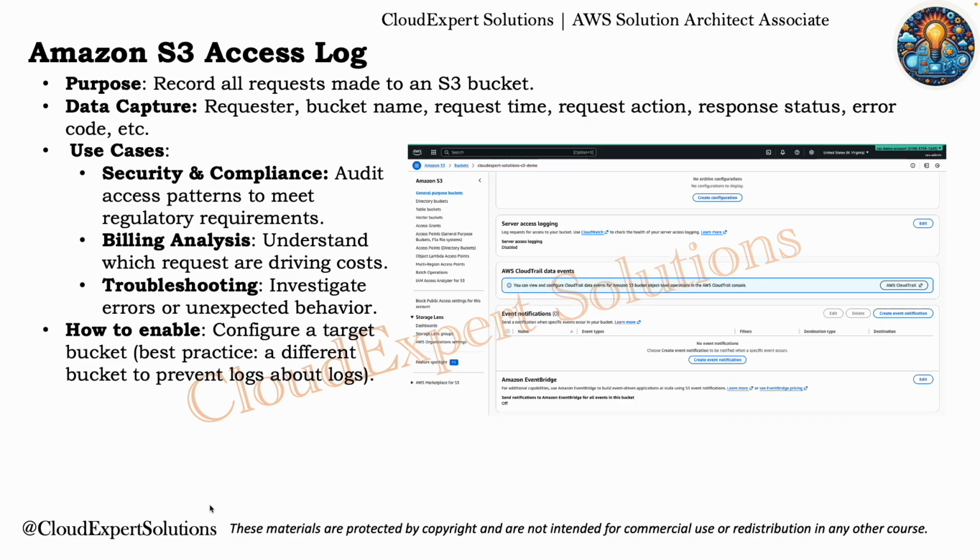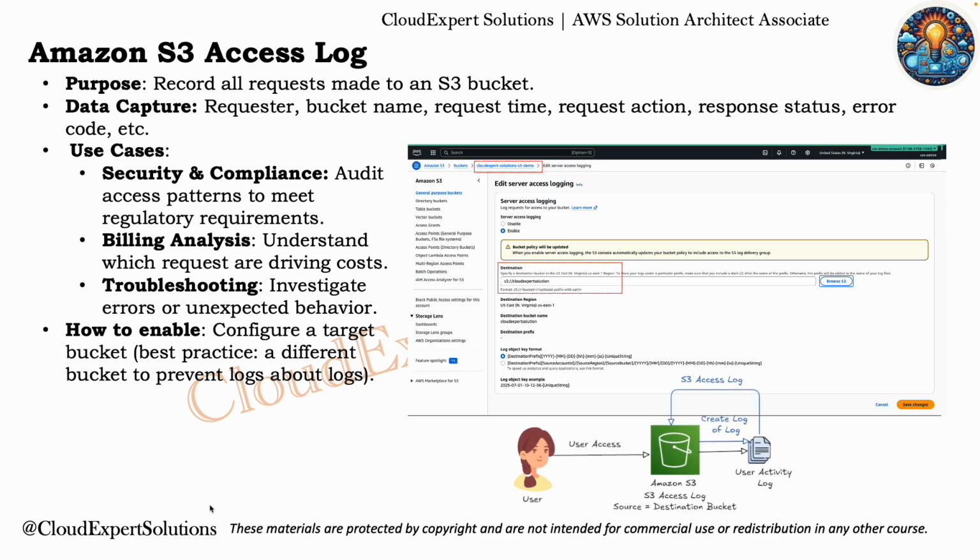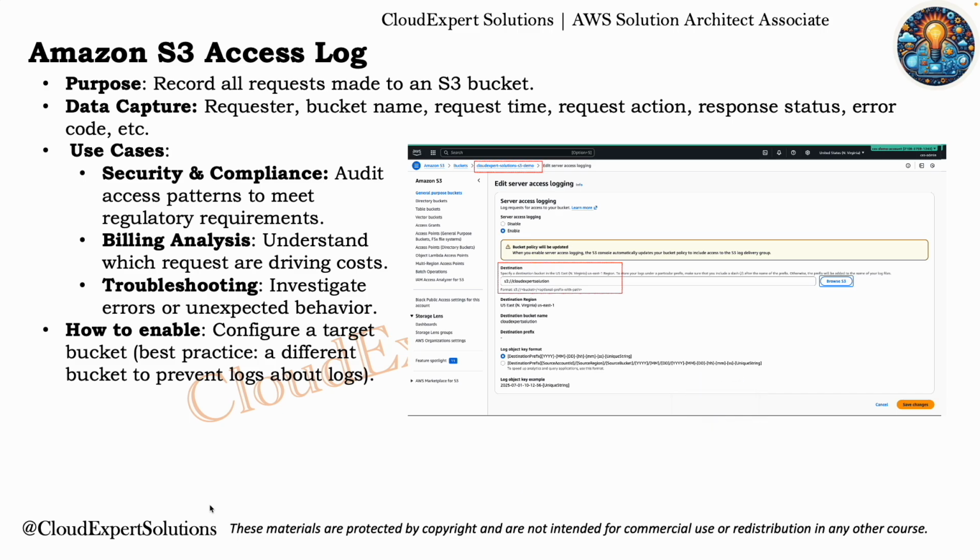You can configure S3 access log from the S3 console. While configuring S3 access log, you need to specify a target S3 bucket. Please remember the best practice. You should deliver the access log to a different bucket, or else you are going to have an endless loop of logging the logs themselves. That means the source is going to create a log, then that log will be put into the S3 log bucket. It is going to be taken as a new object, and that is going to create an endless loop. The target S3 bucket must be in the same AWS region as the source bucket.